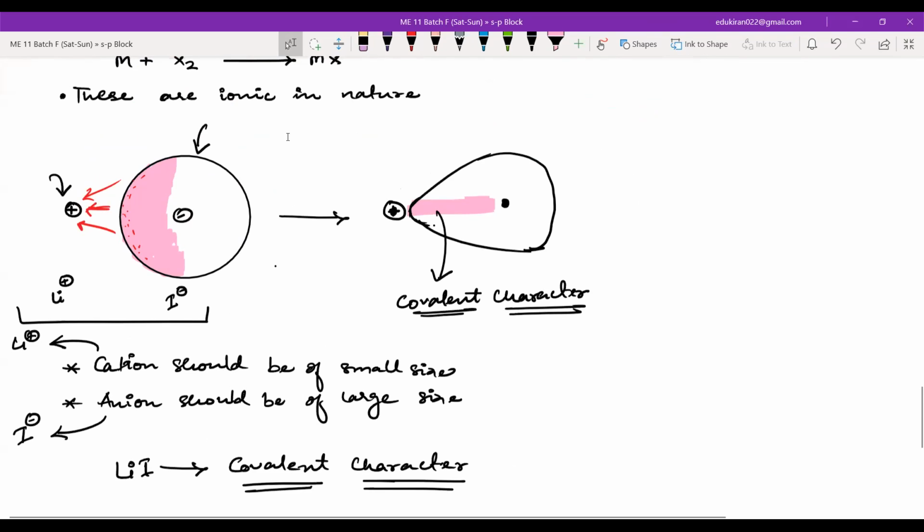Is there anything? Just wait a second. I think the important compounds of group 1 and group 2 have been removed from the syllabus, right? Yes, sir, they have been removed. Okay.